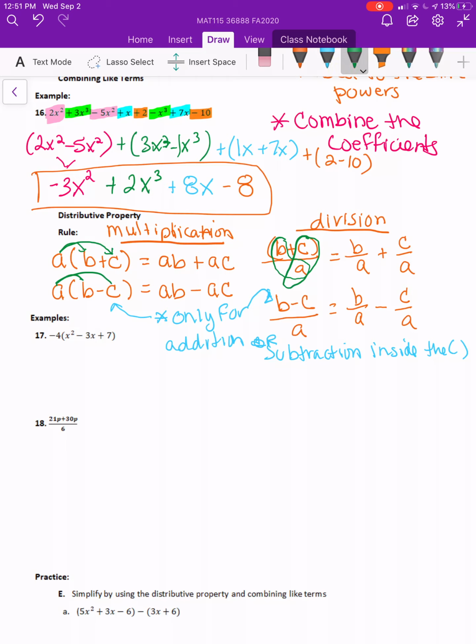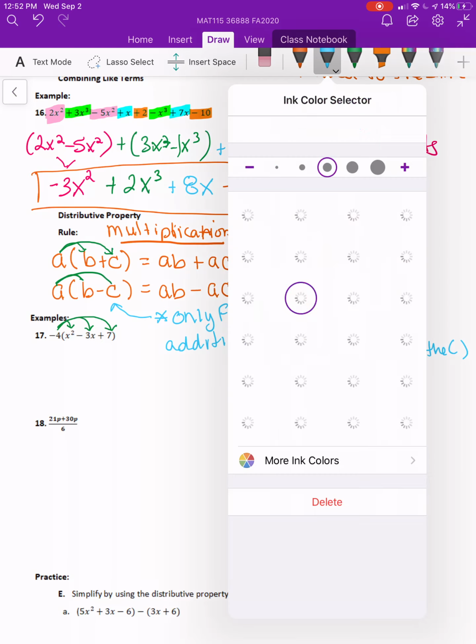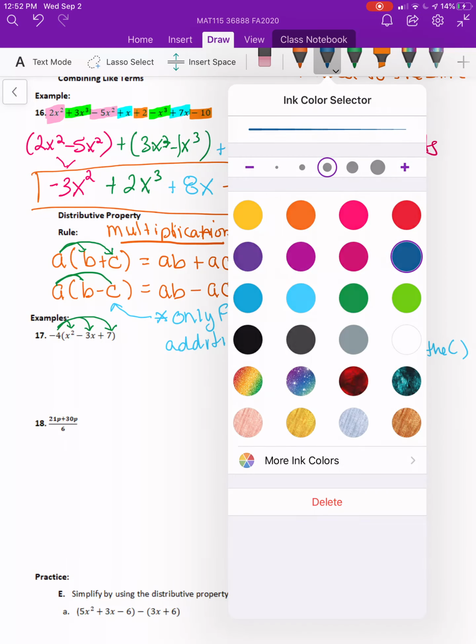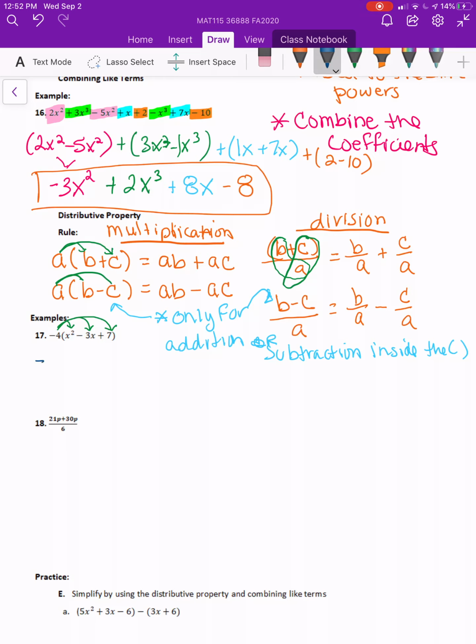Okay, so let me show you what this looks like. In example number 17, I've got -4 times this expression. I'm basically going to take that -4 and distribute it to each one of those terms. I'm going to write this out, probably more than what you need, just so you can see what I'm doing. So you'll have -4, and I'm multiplying that by every term.